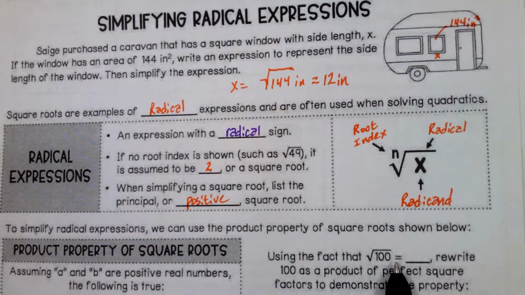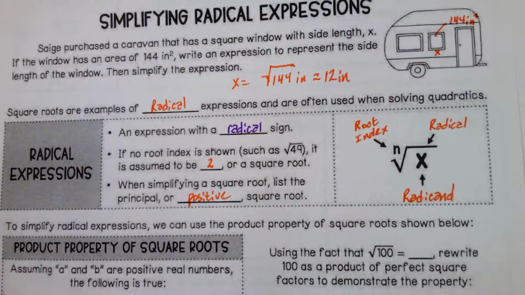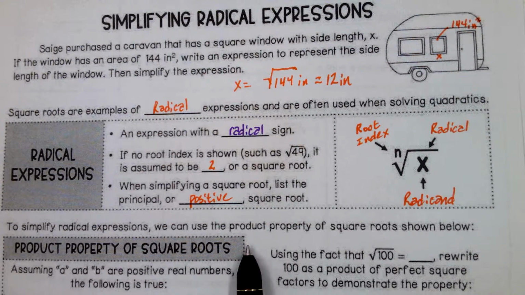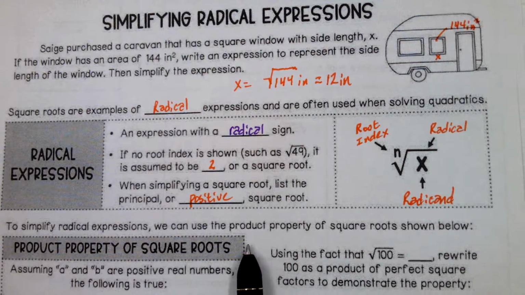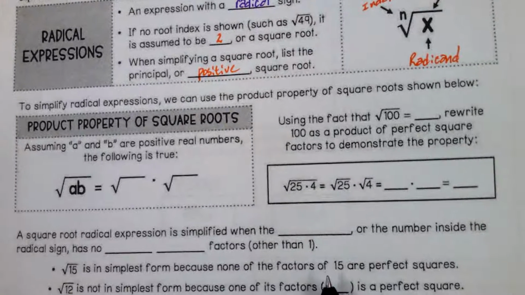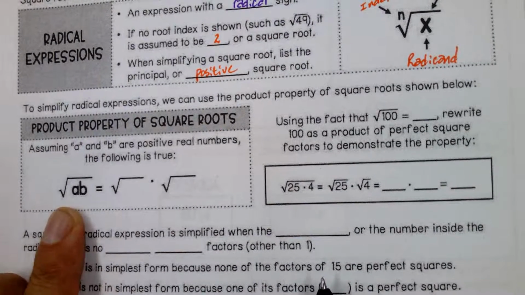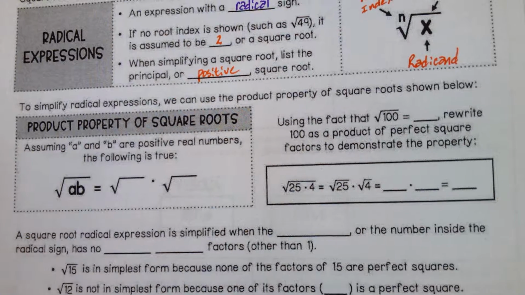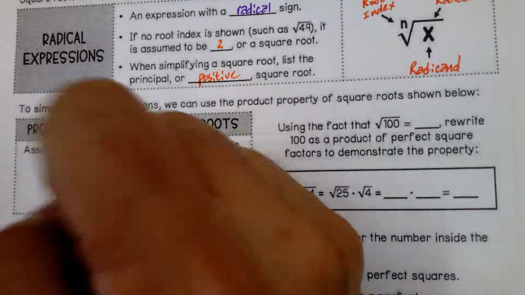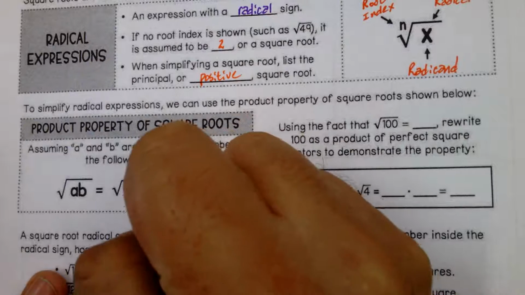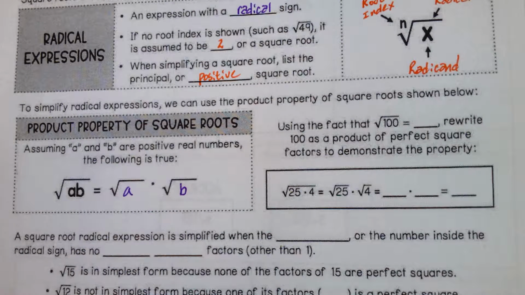So let's start with this. This is basically what we're going to be doing. To simplify expressions, we can use the product property of square roots shown below. So the product property of square roots is this. If you have the square root of a product, a times b, you can break those out into two separate square roots: square root of a times the square root of b. Okay? And we're going to use that fact right now.